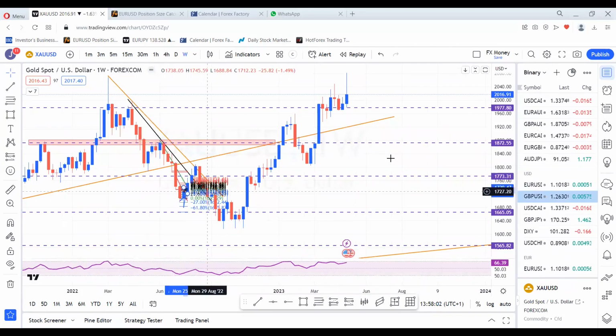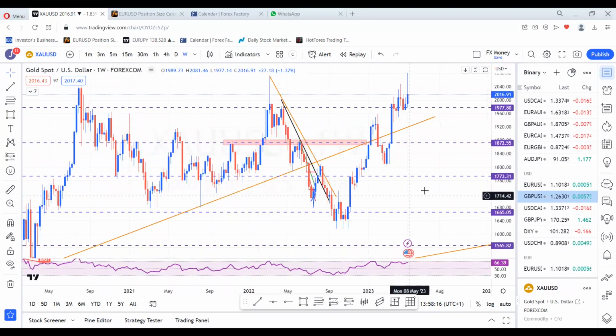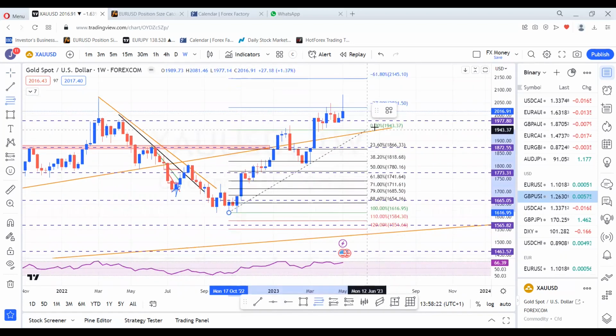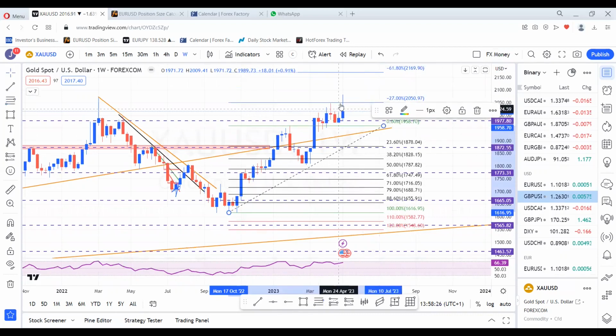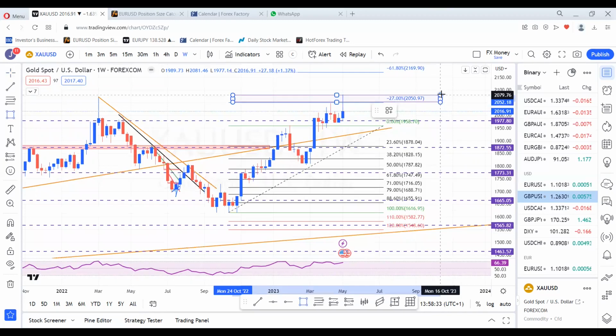So gold is very simple. Let me just move over this. Same thing we have. If we do our fib from here to here on the weekly, we can see that this came to 38%. So we can expect a bit of a reaction right here, which is why we have this little zone as our resistance zone.